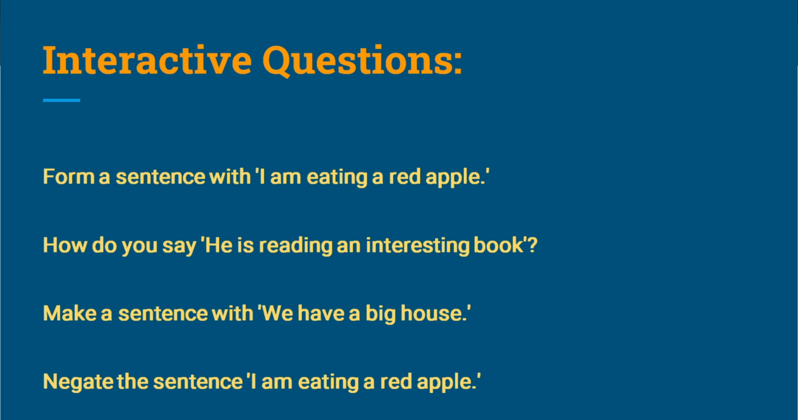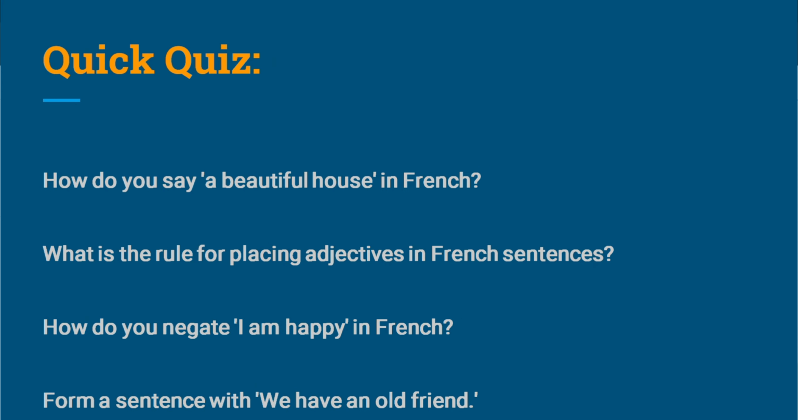Interactive questions. Form a sentence with I am eating a red apple. How do you say he is reading an interesting book? Make a sentence with we have a big house. Negate the sentence I am eating a red apple. Now, let's see how well you've learned with a quick quiz.